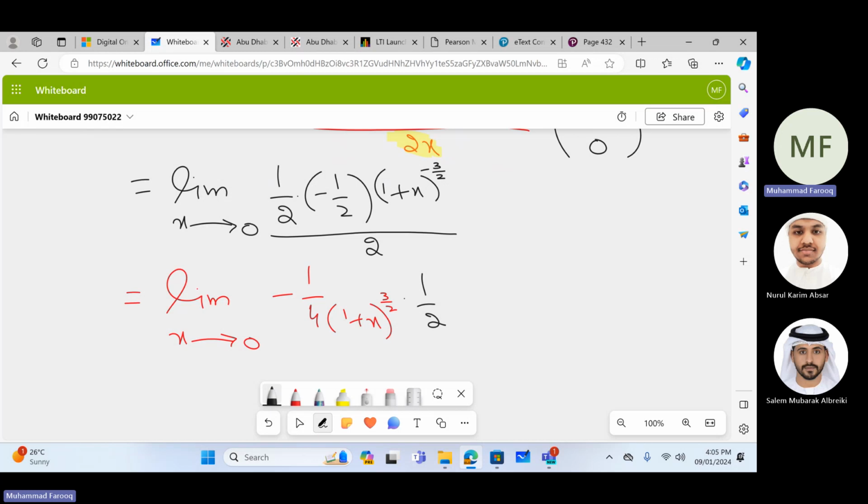I explain one more step for easy understanding, please. So 4 times 2 is 8, because when you substitute here 0, when you put here 0 for x, so definitely it is 1. So the answer is how much? Minus 1 by 8. So this is the limiting value of this function by using the logarithm rule. Did you get the idea of this?